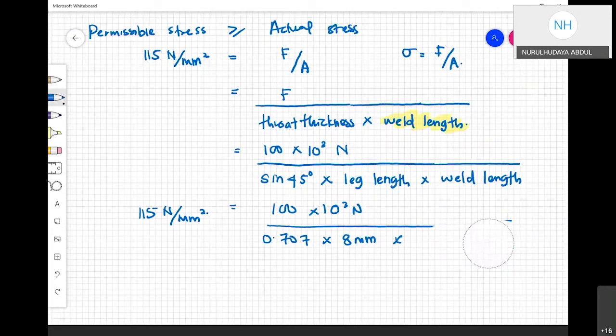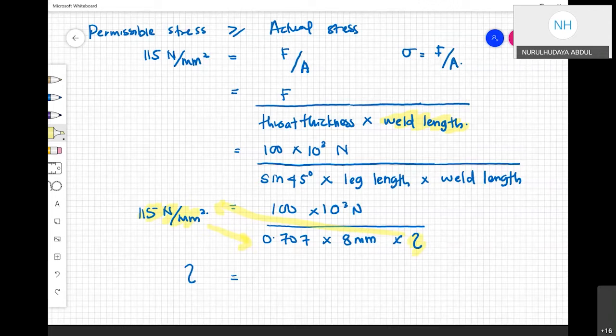But we don't need to write the long term weld length. We can just write length, L. This one, you can move it here. And this one, you can move it here. The answer is 153.742. Okay, correct.